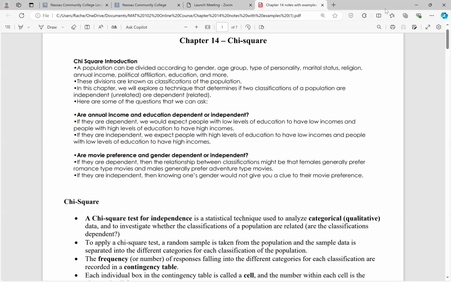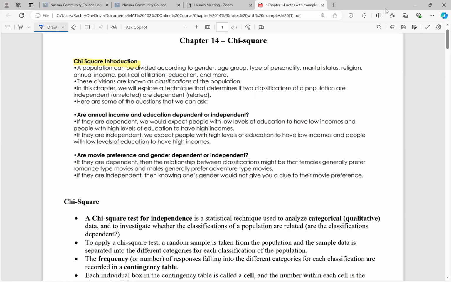So just like we did in chapter 10 and 11, we were testing means and proportions, right? Certain parameters from the population. So now let's talk a little bit about chi-square. So we'll do a little bit of an intro.